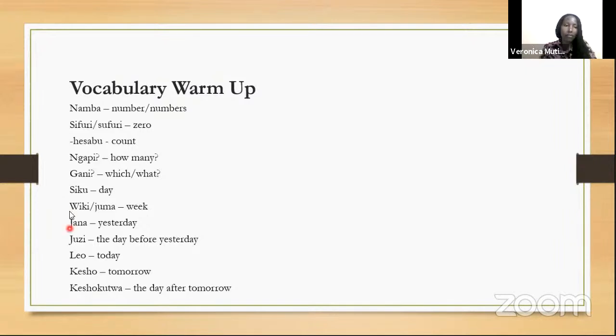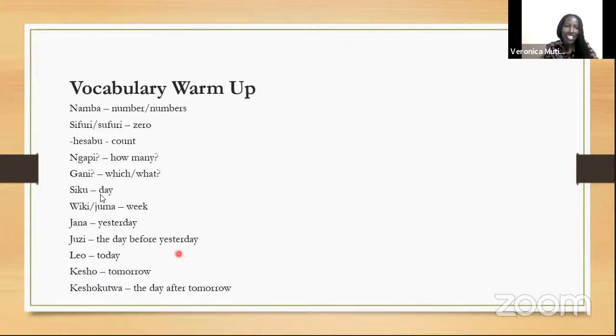Shannon. Practice time, do you want to? Yes. Juma or wiki. Yes. Jana for yesterday. Yes. Juzi, the day before yesterday. Yes. Leo is today. Yes. Kesho is tomorrow. And kesho kutwa is the day after tomorrow.